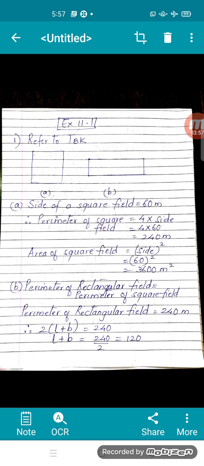So perimeter of rectangular field will be 240. 2 into length plus breadth. This is the formula of perimeter of rectangle, which is equal to 240. Now what is the length given? 80. Replace: 2 bracket 80 plus breadth is equal to 240. 80 plus breadth is equal to 240 upon 2. 80 plus breadth is equal to 120. Are you following?